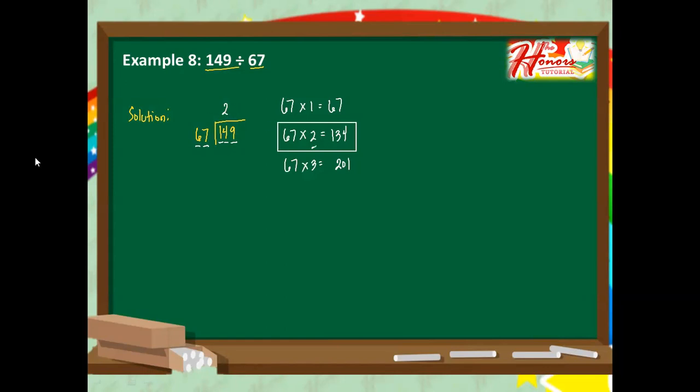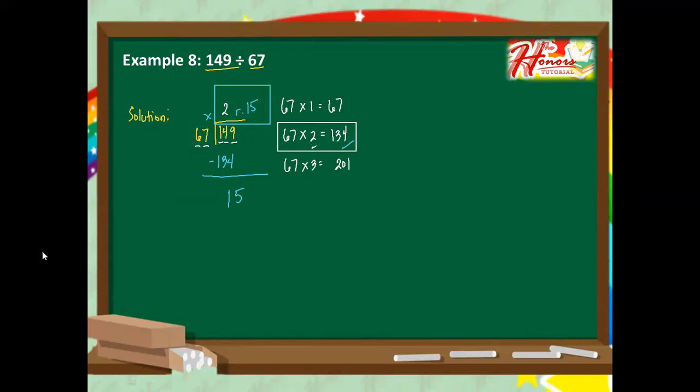And then no need for us to compute in multiplying 2 and 67 because we already have the product here. That's 134. And then we have to subtract. 9 minus 4 is 5. 4 minus 3 is 1. 1 minus 1 is 0, so no need to write that. And that's it. That is 2 remainder 15. So that is the final answer for number 8.